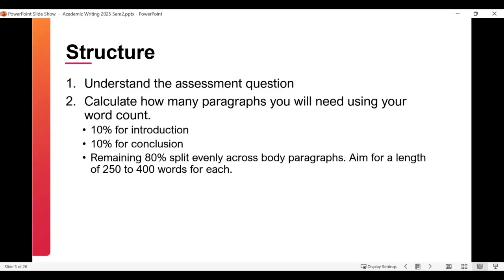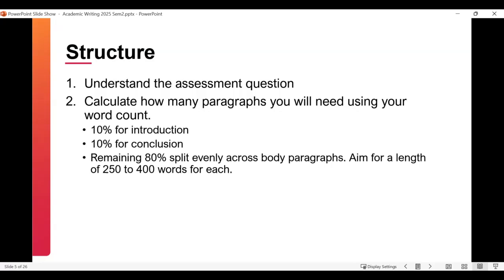Then a good idea is to actually calculate how many paragraphs you will need using your word count. So usually you say, okay, 10% for the introduction, the bit at the beginning, 10% for the conclusion, and the remaining 80% of your word count you should split across the paragraphs in the body of your work. If you count roughly 250 to 400 words for each, you could just go with 320 or something, just to get a very rough idea of how many paragraphs you can actually fit in.